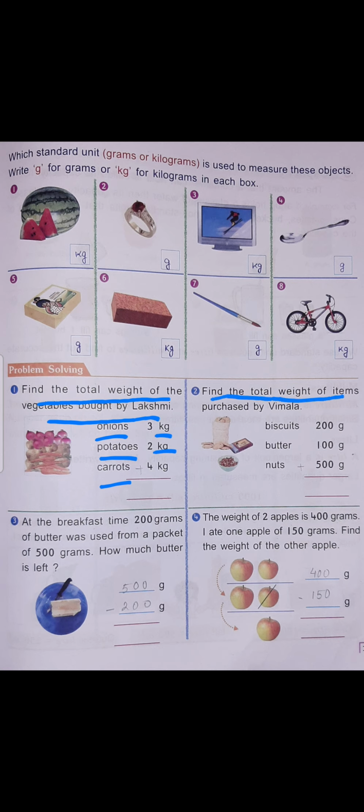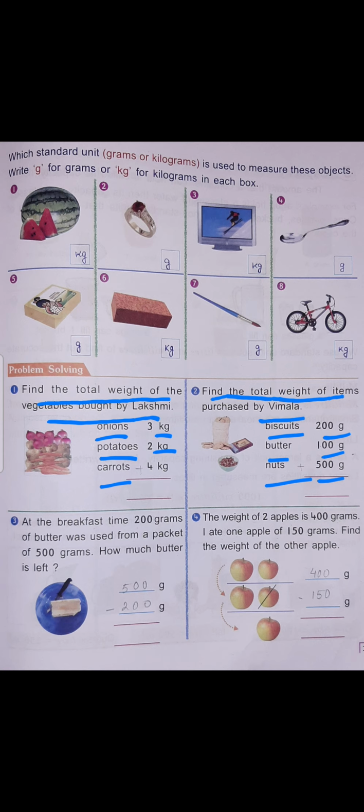Next, find the total weight of the items purchased by Vimla. Vimla purchased what? Biscuits. How many gram? 200 gram. Butter, how many gram? 100 gram. Nuts, how many gram? 500 gram. So, you have to find out the total weight. So, how will you find out? By adding the weight of all these items. Okay, so add it and find out.